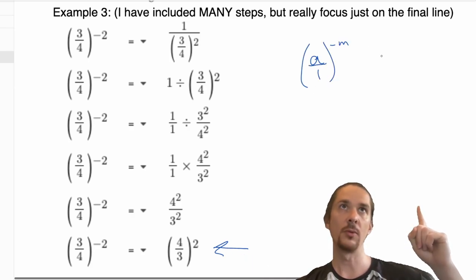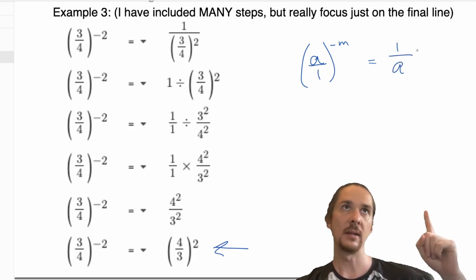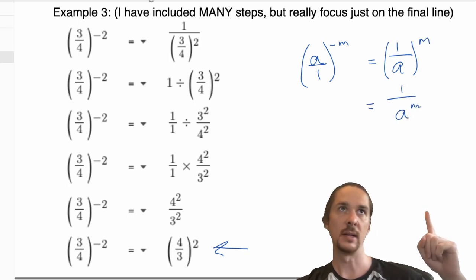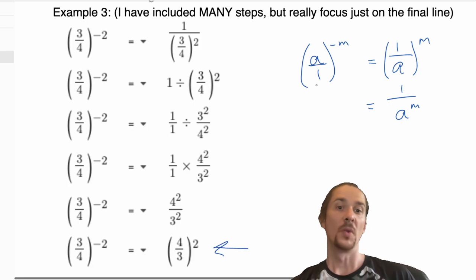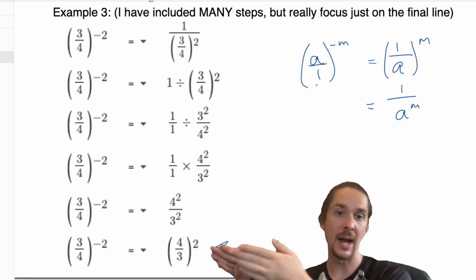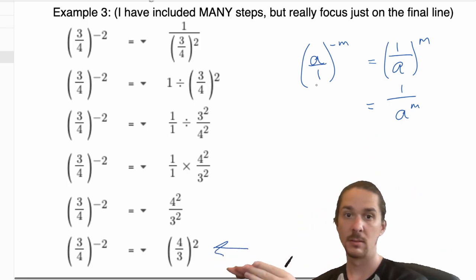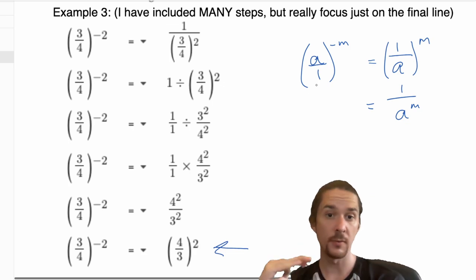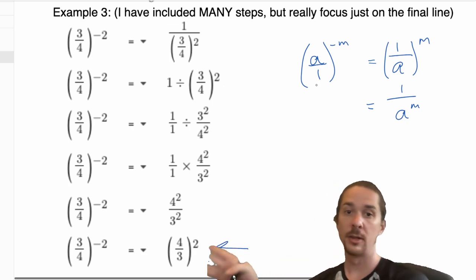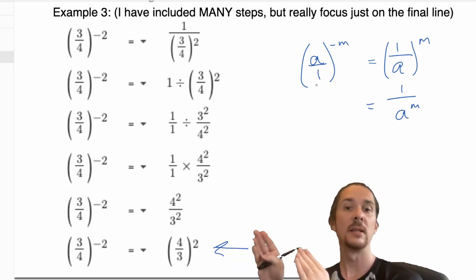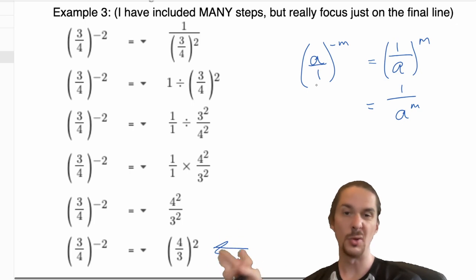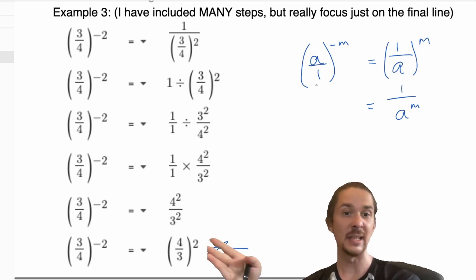But the key thing is, let me write this in a different way. A could be a on 1. And then this is equal to 1 on a to the m, or in other words, 1 on a to the m. Okay, so when we have a negative power outside a fraction, we just take the reciprocal of the fraction. We flip it upside down. So 3 over 4 to the negative 2 is 4 over 3 to the power of 2, or we could write it as 16 over 9.